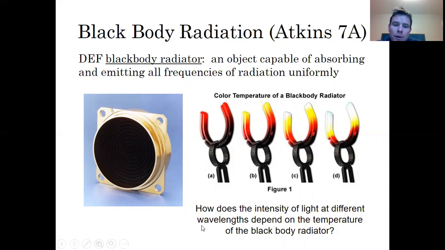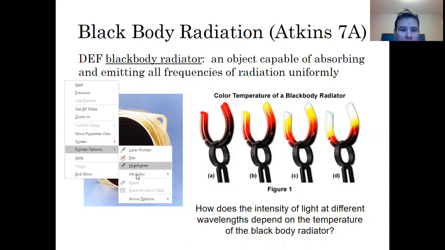And the specific question that we want to answer is, how does the intensity of light at different wavelengths depend on the temperature of the radiator? You may intuitively know this in this example, right?